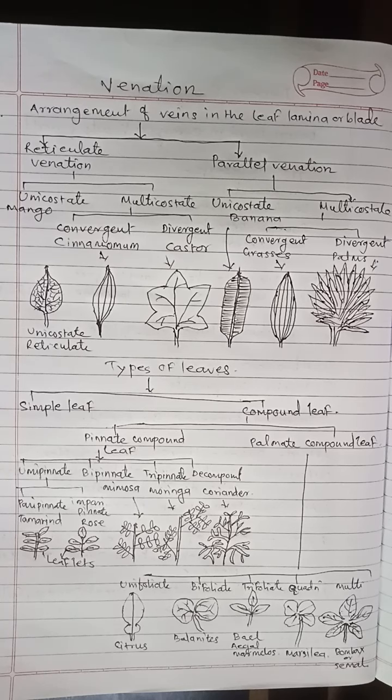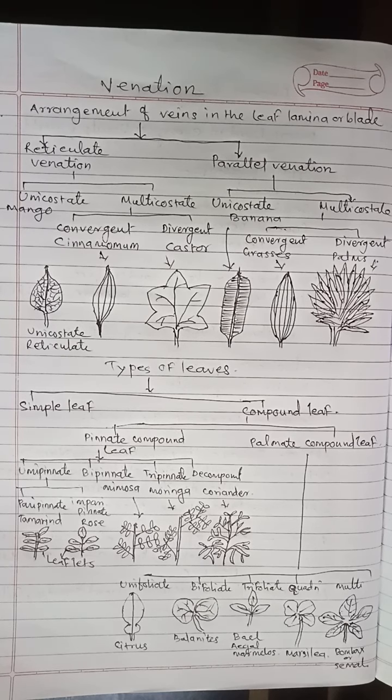Bifoliate. This type of leaf has only two leaflets attached side by side at the terminal end of petiole. Such type of leaf is found in Balanites, Hardwickia binata, and such type of leaf we use on Dussehra for giving as gold, सोना. सोना देने के लिए अपन यूज करते हैं.